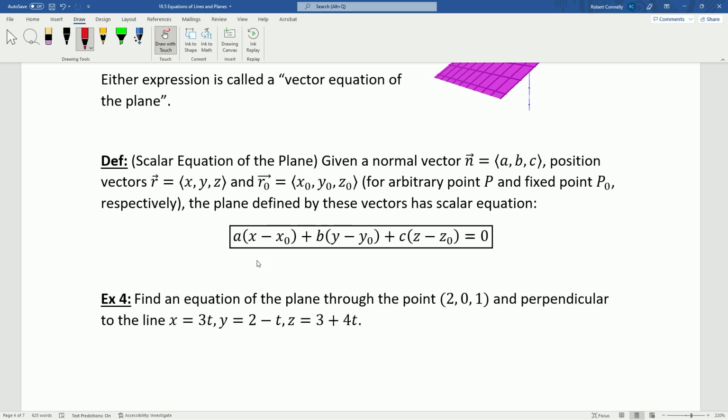Let's go ahead and apply this information. We want to find an equation of the plane through the point 2, 0, 1 and perpendicular to the line x equals 3t, y equals 2 minus t, and z equals 3 plus 4t.